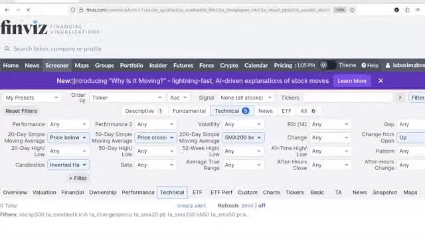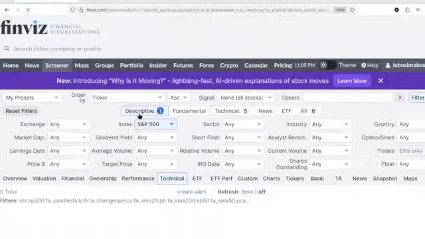So the S&P 500 stocks are good for futures trading. It's 10x leverage. 80% equity, 10x leverage. So right now in the S&P 500 we only have one. Let's try the Russell 2000.